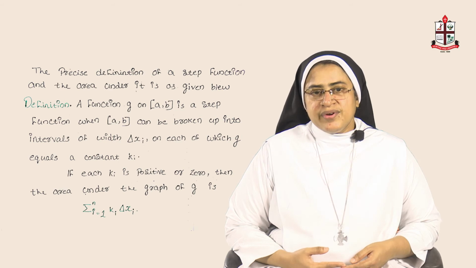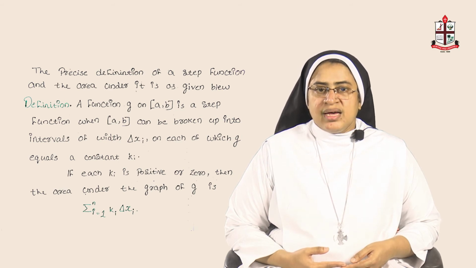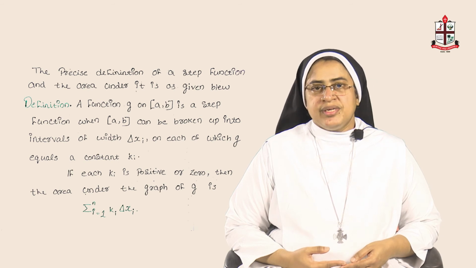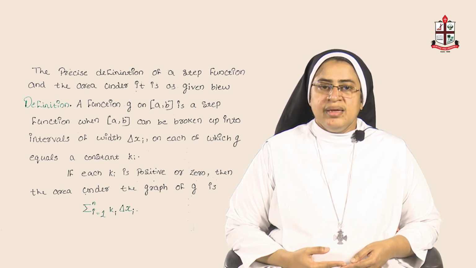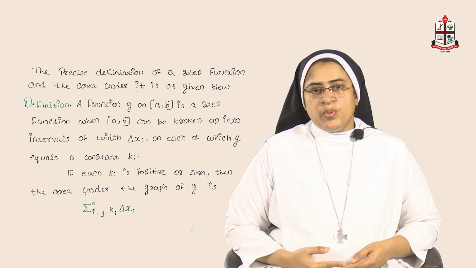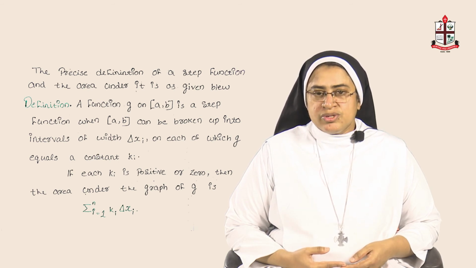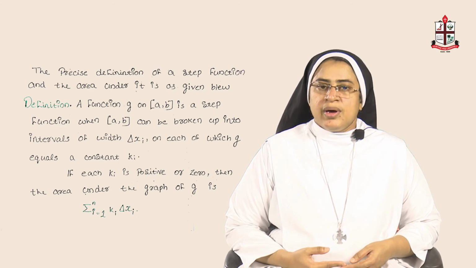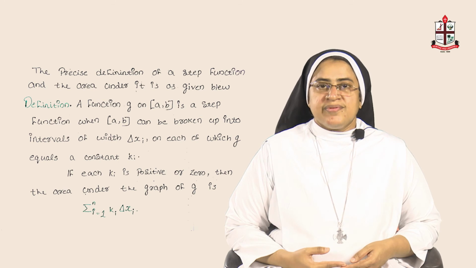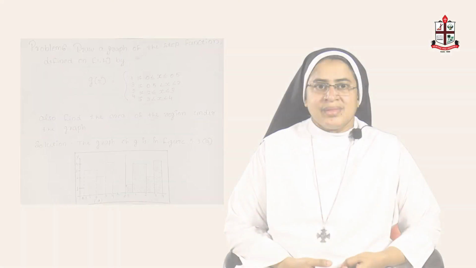So, this is the definition of a step function, and it is possible to find the area under the graph of g in the closed interval AB using this summation formula. That is, you are dividing the interval AB into small parts and adding each of those rectangles together, and you get the final area of the graph.